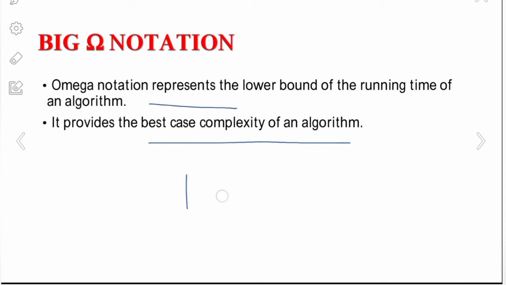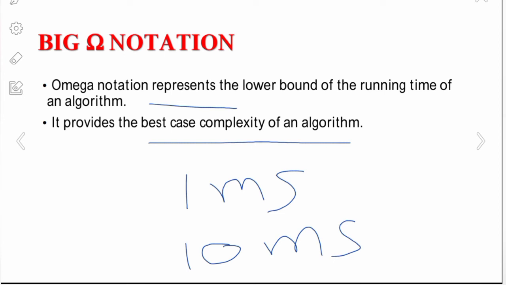Suppose a program can execute in 1 millisecond to 10 milliseconds. I'm considering this. Based on the input size, the best case is 1 millisecond and the worst case is 10 milliseconds. So this is the minimum amount of time taken to execute the program and the maximum amount of time, that is the worst case, is 10 milliseconds. So it provides the best case of the algorithm. And the lower bound of the running time of the algorithm means it gives us the minimum amount of time taken to run the algorithm.